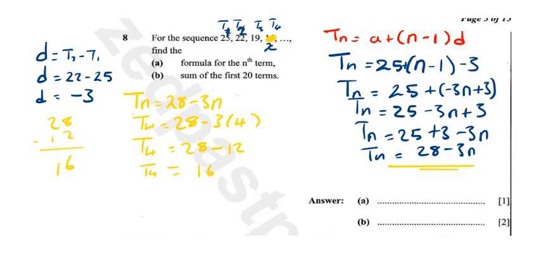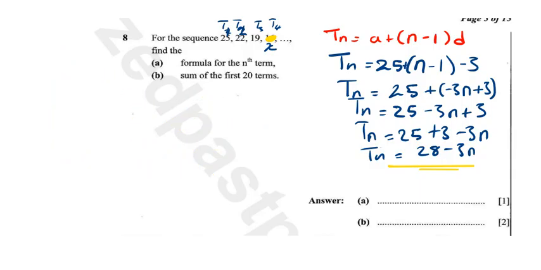Now the next question is saying find the sum. The sum. Do not forget to include your answer here. So you can just say Tn is equal to 28 minus 3n.